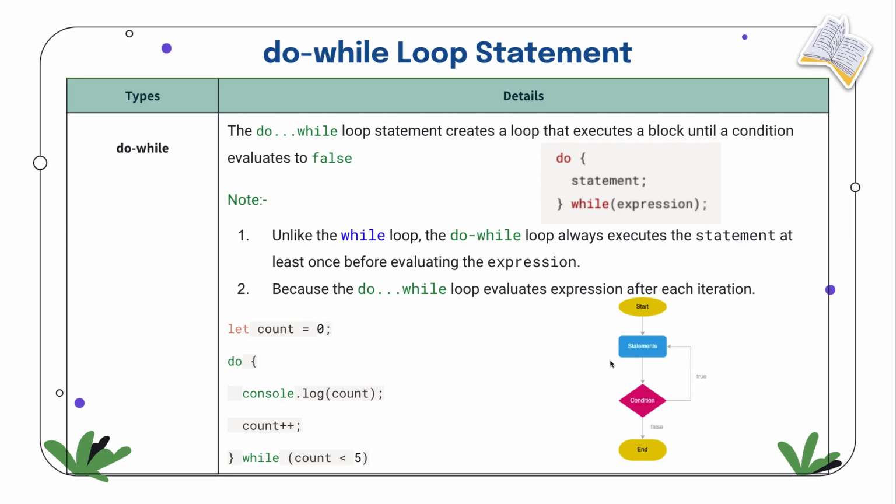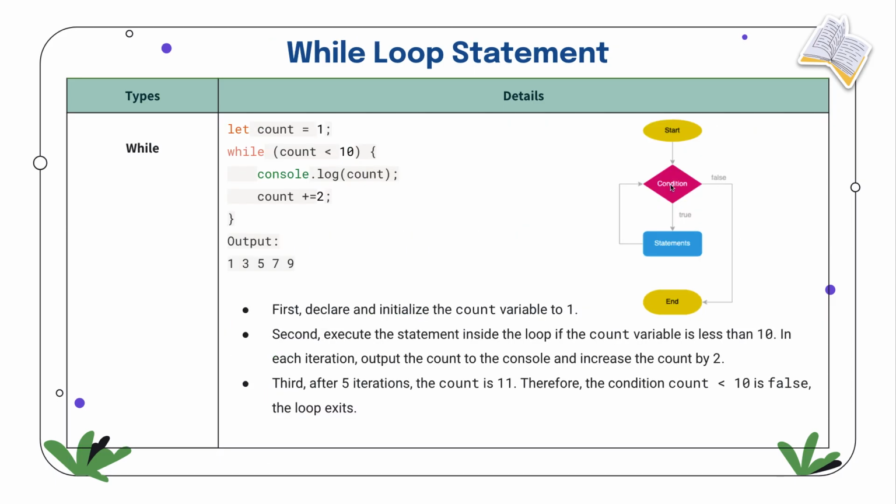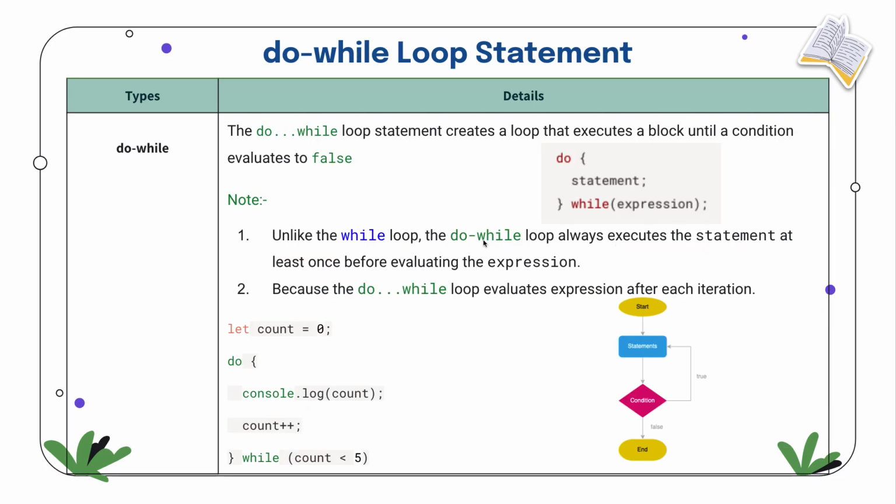Okay, so what happens here? First do some work and then check. But here, first check, then do some work. That is the difference between do while and while.